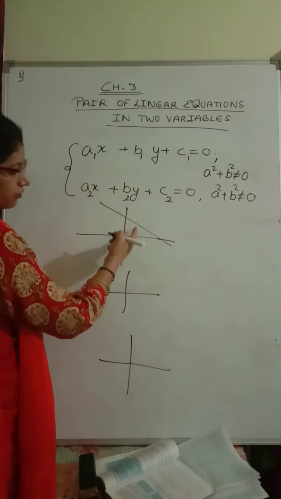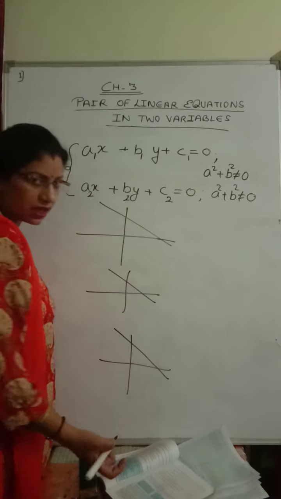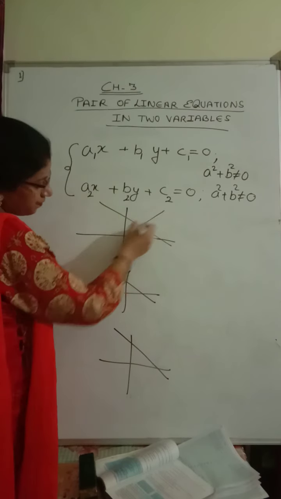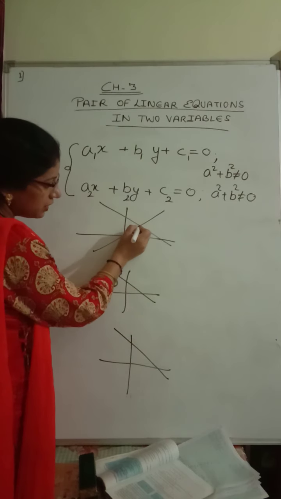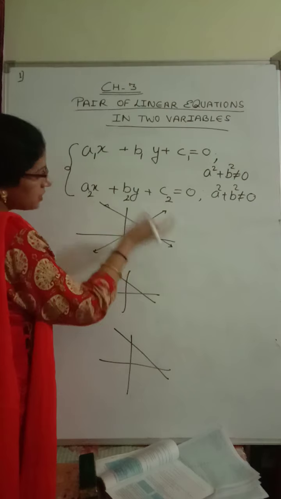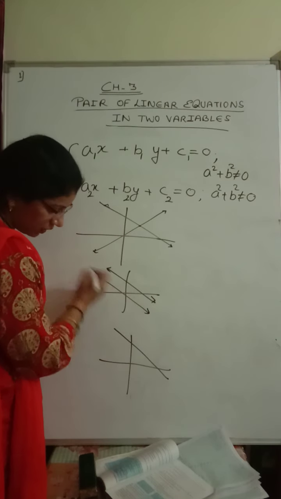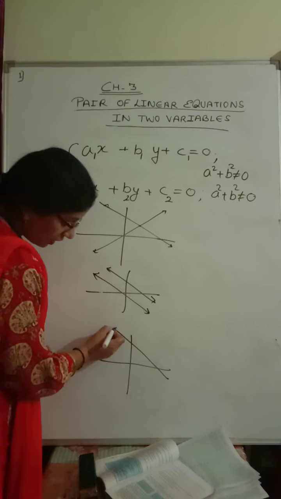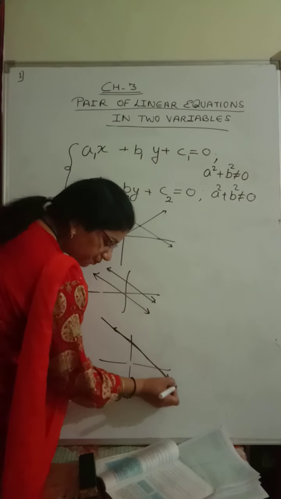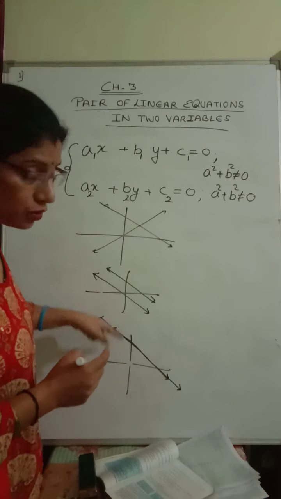One time we have drawn the one line. Maybe one line is like this. The second line should also be a straight line. It can come like this, so that it is intersecting with the first line at one point. The second line can come which does not intersect. It can come like this. And the third line can come and it will overlap, it will coincide on the first line. Three cases are possible.